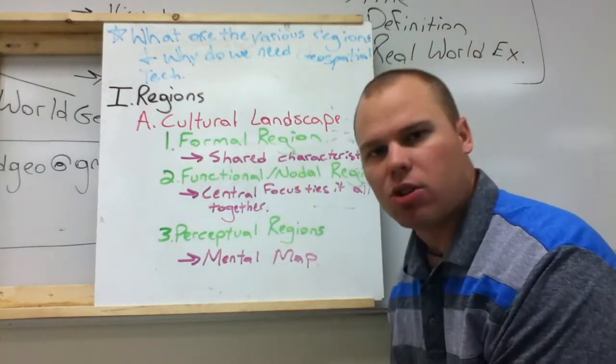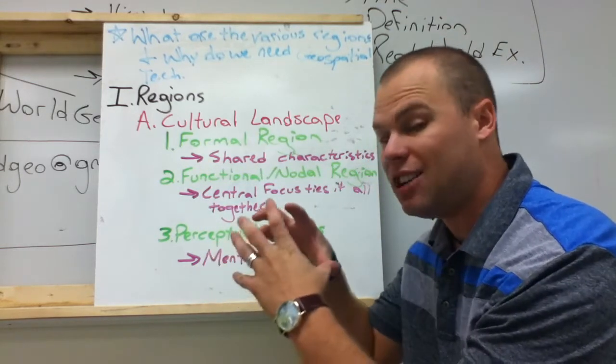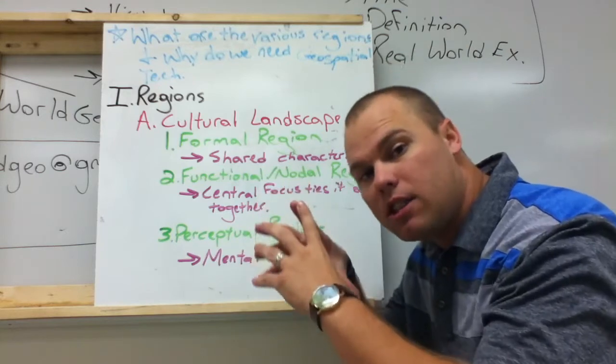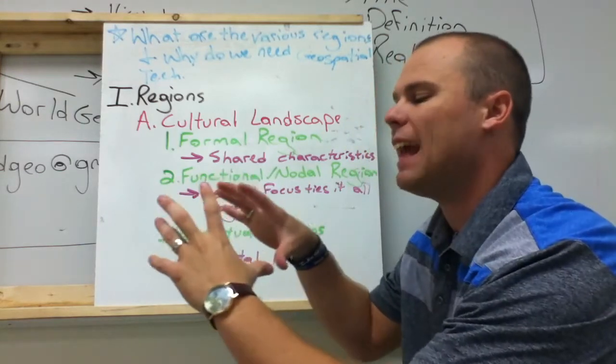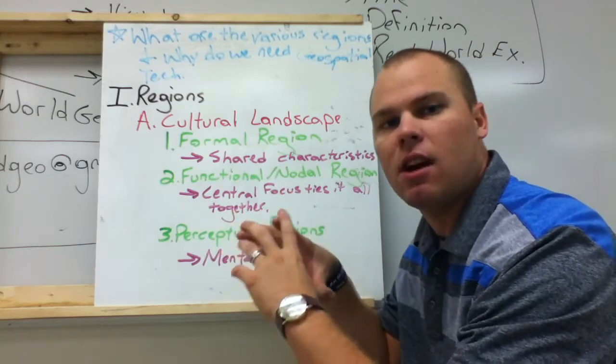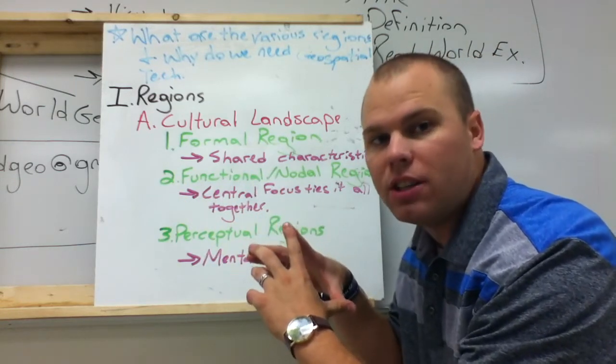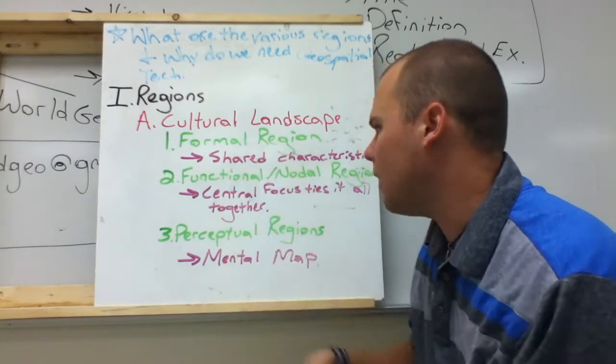Also, it can be shared characteristics of a region. For example, in the central portion of the United States, you have what's called the Corn Belt. You can literally look at a county-by-county map of the United States based on corn production, and you can determine that the Corn Belt is right there.